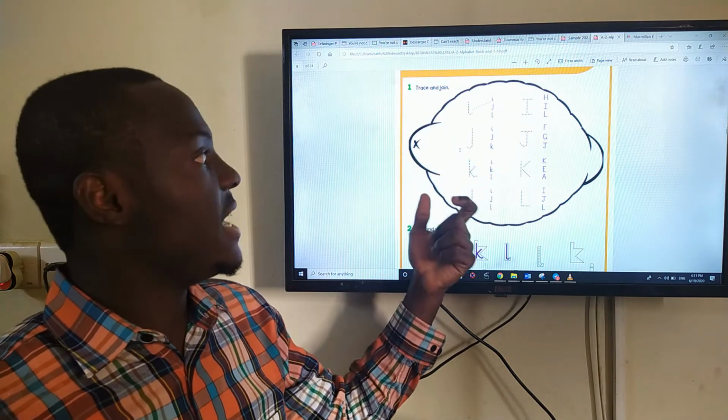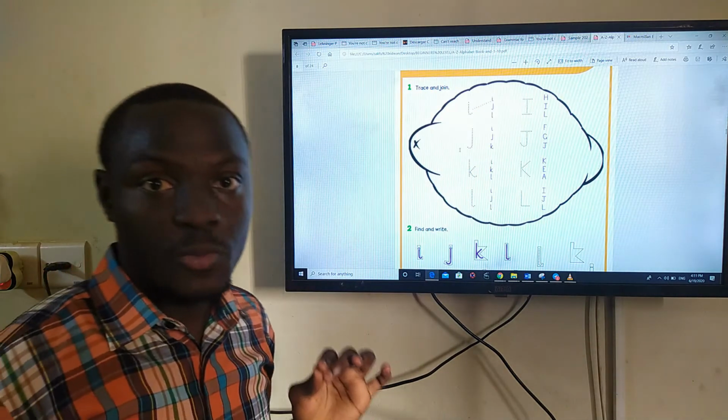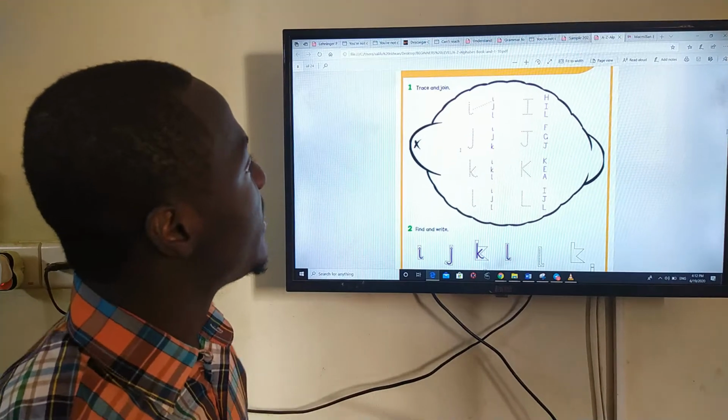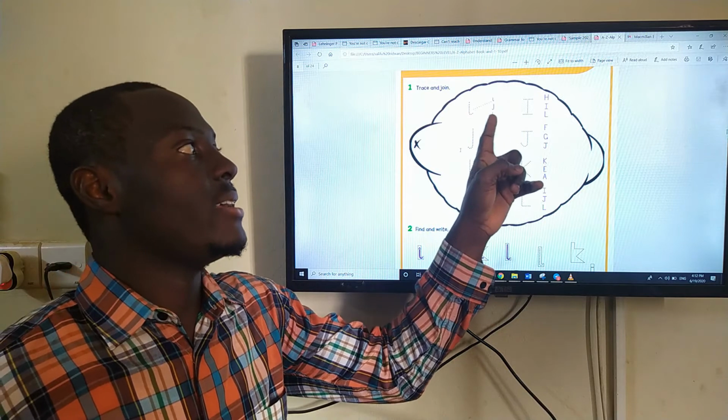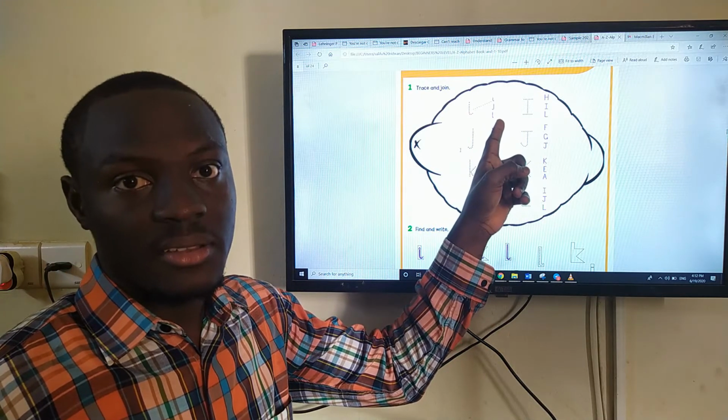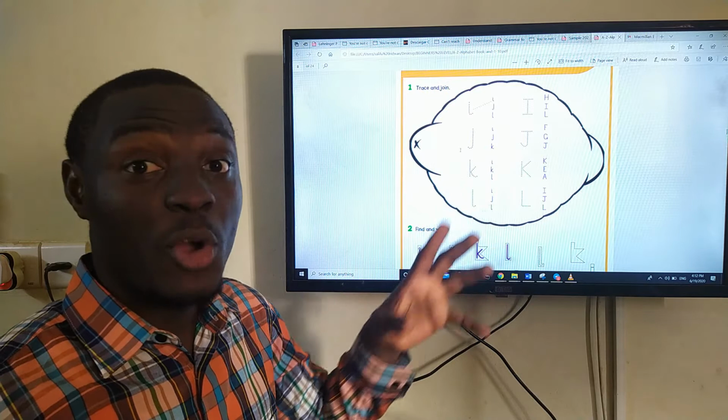You have to delineate them. Then you join them to their corresponding letters. So in this case, if I'm joining this I to this letter here, then I'm mistaken. That is the meaning. So you have to be very observant.